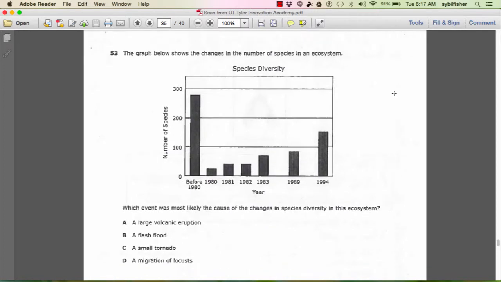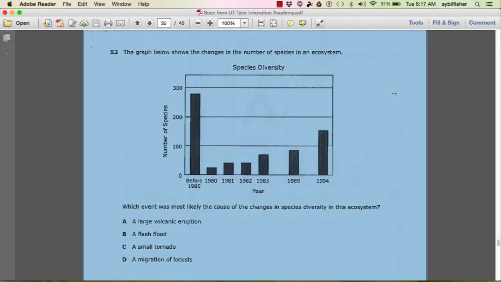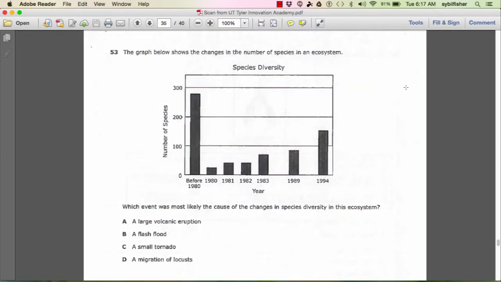Number 53. The graph below shows the changes in the number of species in an ecosystem. Which event was most likely the cause of the changes in species diversity in this ecosystem? A. A large volcanic eruption. B. A flash flood. C. A small tornado. Or D. A migration of locusts.